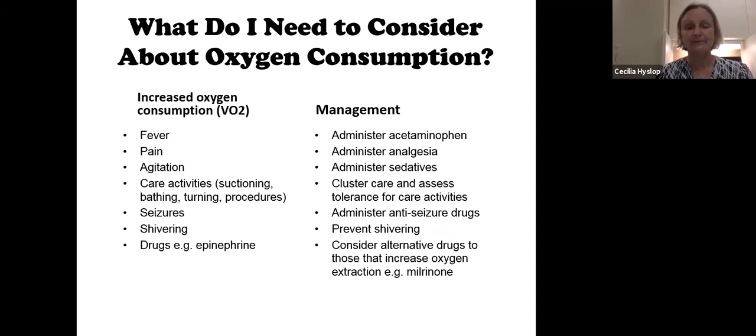So fever, pain, agitation, care activities, suctioning, bathing, turning, procedures. It's not like we don't have to do those things. We do, but we have to look at how our care actually increases their oxygen consumption. And maybe we have to moderate what we're doing. So maybe they can only tolerate our clustering our care, allowing for good periods of rest. And maybe we can't do everything.